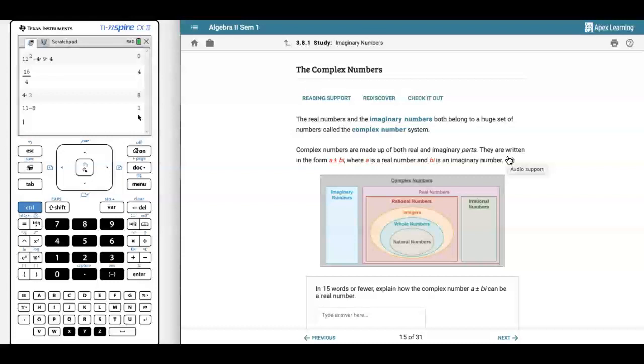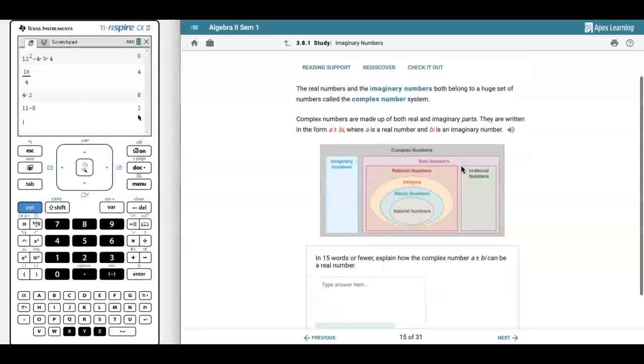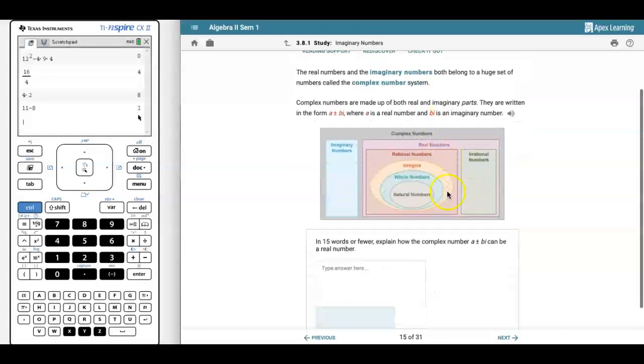And complex numbers are made up of both real and imaginary numbers, or parts. They're written, as we talked about earlier, in the form a plus or minus bi, where a is a real number and bi is an imaginary number. b can be a real number, but i is what makes it the imaginary part. So this is what we call an imaginary number.